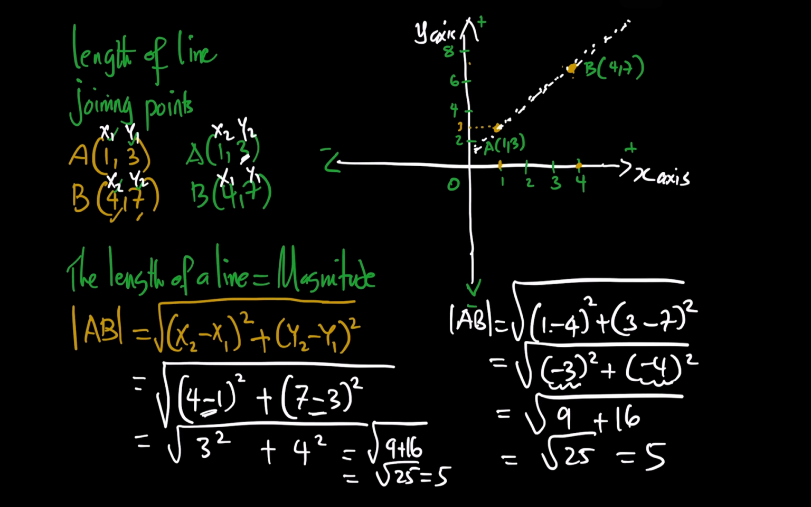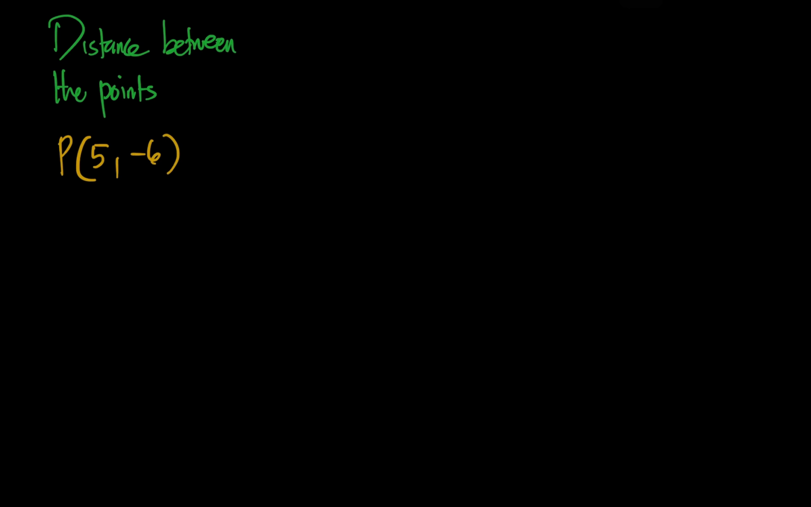Now let's take a look at another question here. The question says we should find the distance between 2 points. We're going to find the distance between the points P and Q. Now P is (5, negative 6), and then our Q is (negative 2, 5). We can quickly say that this is our x1 and this is our y1, this is our x2 and this is our y2. We can quickly say that and be able to estimate what our PQ is.